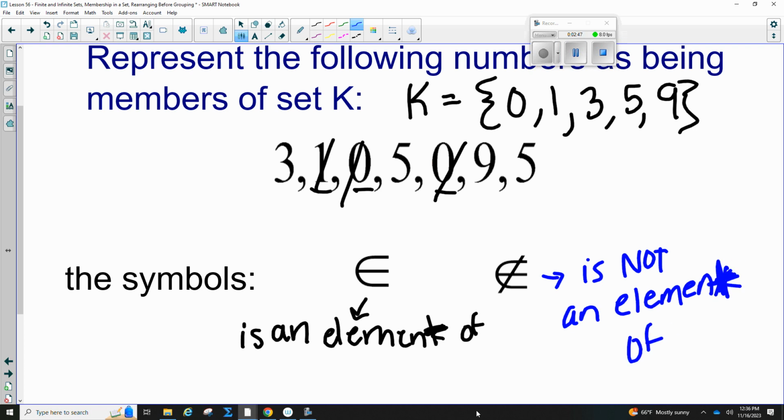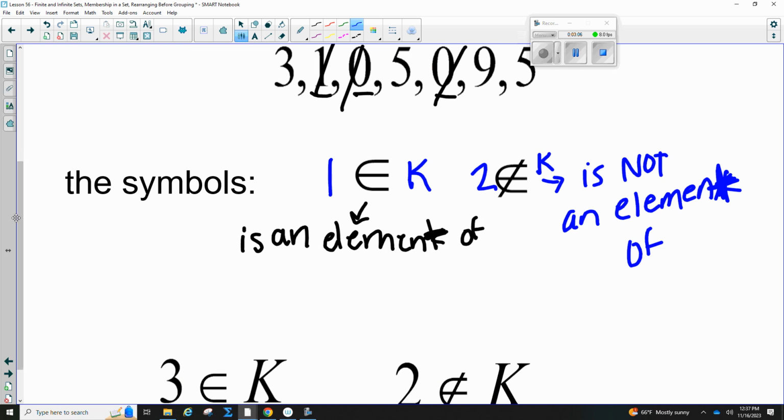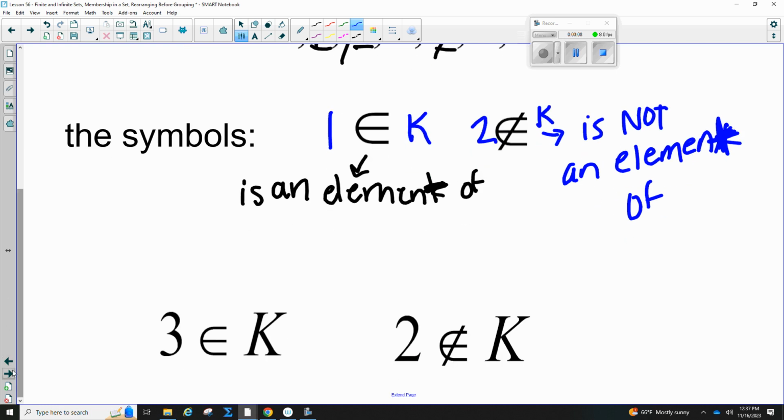So for example, I could say 1 is an element of K, all right? But like the number 2 is not an element of K because there's no 2 in the group K. All right. So yeah, there you go.